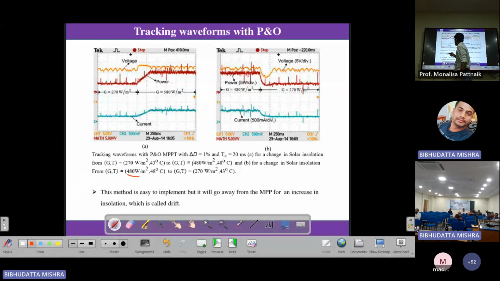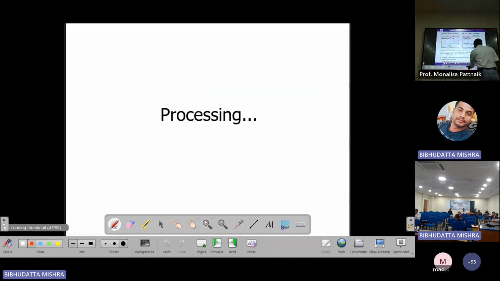But if you use an LED lamp nowadays, you will get a better value of this irradiation. But obviously, if you put the lamp, another problem is that the temperature of the panel will increase. Okay, so I have some interesting results here.